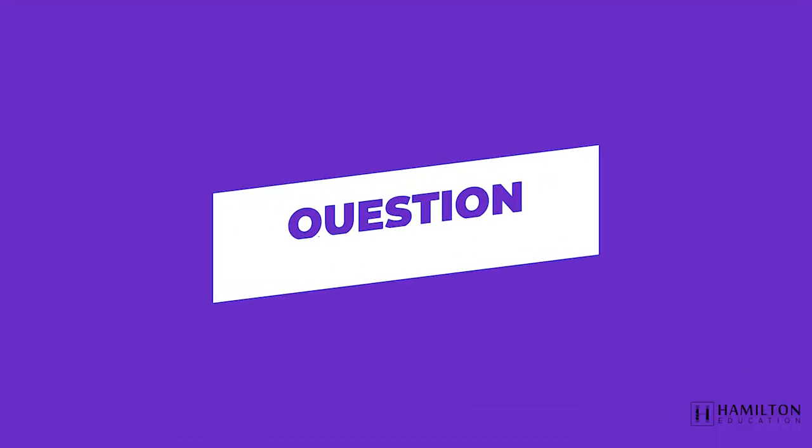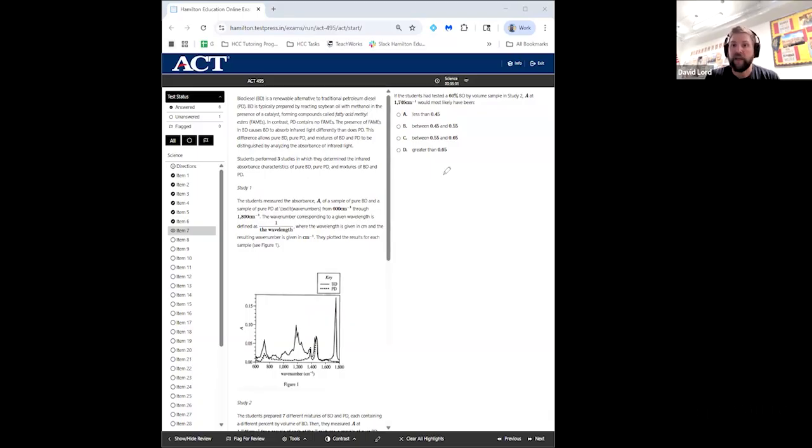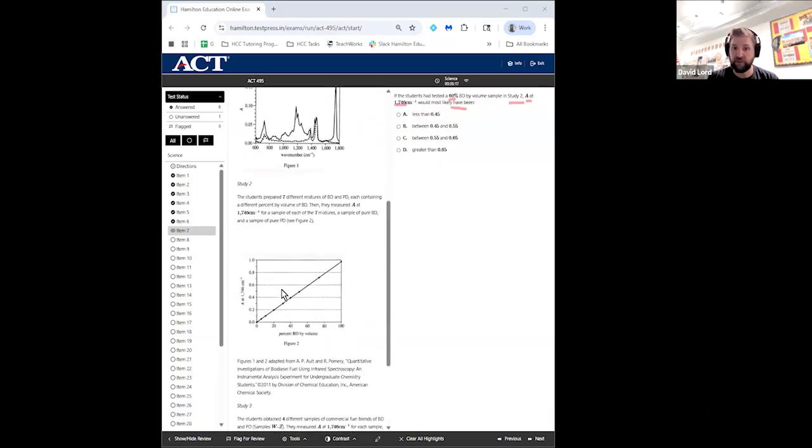So looking at question number 7, if the student had tested 60% BD by volume in study 2, A would have been at 1746, would most likely have been blank. So we're looking at study 2. So you might have to scroll down to study 2. And there it has the A is 1746, and we're doing 60% BD, which I see is the x-axis. And so the value for the A is about 0.6, which is between 0.55 and 0.65. So the answer is C.